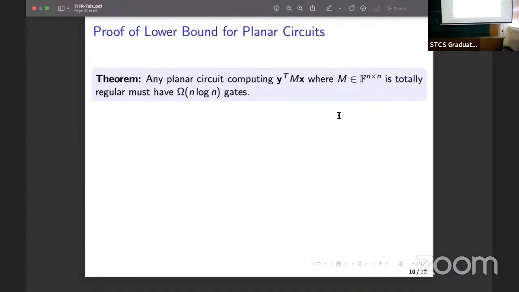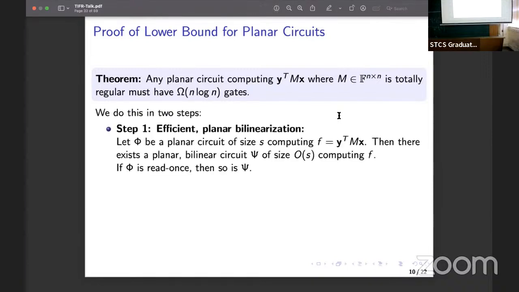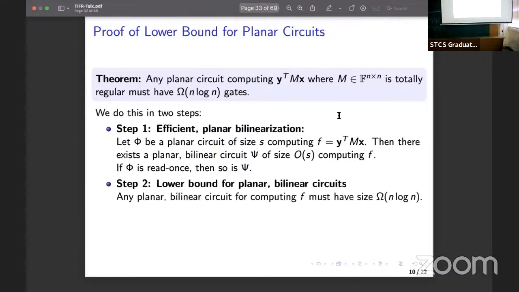Okay, so this is the statement that we need to prove: any planar circuit computing y transpose M x, where M is totally regular, must have n log n elements. So how do you prove this? We'll do this in two steps. The first step: circuits we know how to bilinearize, formulas we do not know how to bilinearize. It appears that planar circuits can be efficiently bilinearized. If you start with a planar circuit of size S that computes a bilinear form f, then there exists another planar bilinear circuit, with only constant blow-up in size, that computes the same polynomial f.